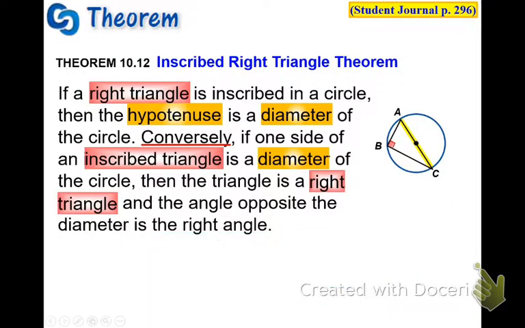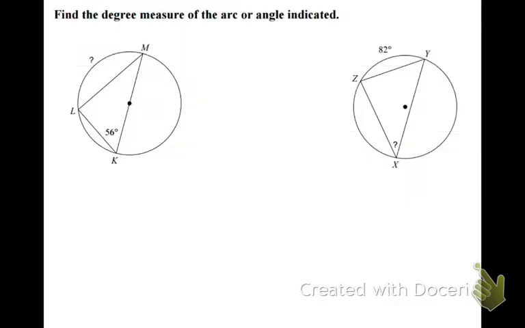Back to what I was asking you. On the left, is this a right triangle? Yes, it is. And where is the hypotenuse? Name it. MK. Which would make what the angle that's 90? L. That is important because you're going to have a problem on your test and quiz that will set up like this. On the second, is that a right triangle? No. Why not? There is no diameter. The side is not the diameter. Diameters go straight through the center of the circle, and this one does not.